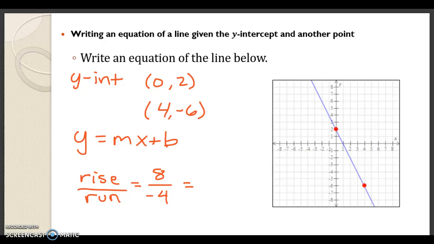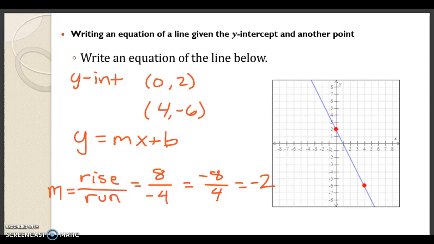I could also start at the y-intercept, and I'm going to fall, so I'm going to rise a negative 1, 2, 3, 4, 5, 6, 7, 8. And then I'm going to run a positive 1, 2, 3, 4. So we end up with the same thing, because a positive divided by a negative is a negative, and a negative divided by a positive is a negative. This is going to give us a negative 2 for our slope. Right? Change in y over change in x.